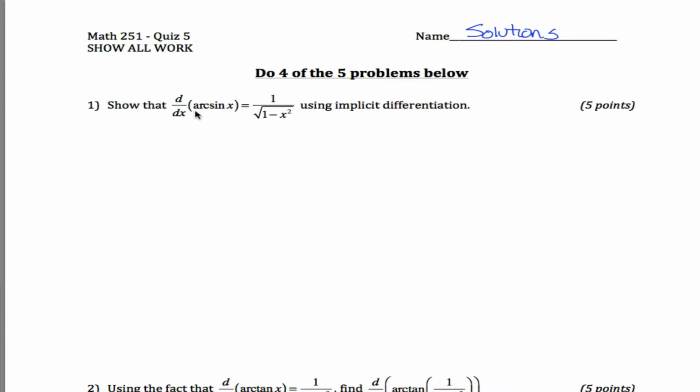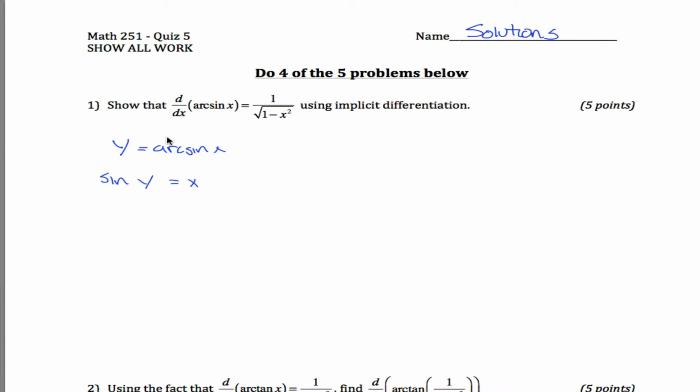Anyways, show that the derivative of arcsine of x equals this mess. Here's how you do it. Since we're going to use implicit differentiation, what we want to do is set this up as an equation. So it's y equals arcsine of x. Why is that better than this right here? Well, if I could find y prime, I'd be finding this derivative. But since this is an equation, I can mess with both sides of it. I can take the sine of both sides of the equation and get sine of y equals x.